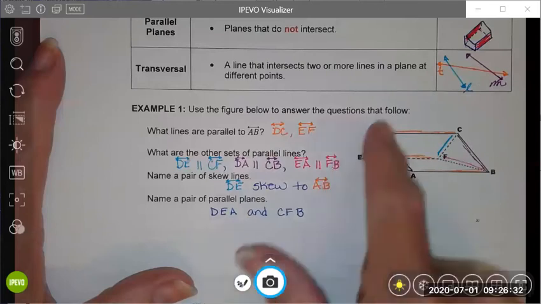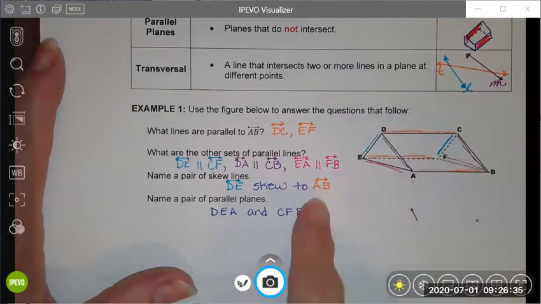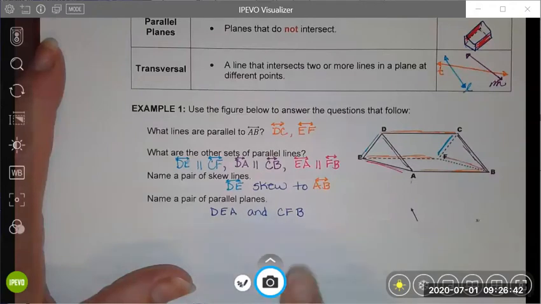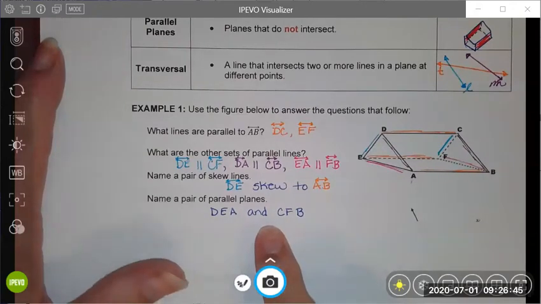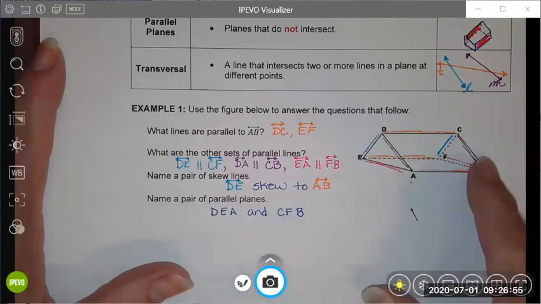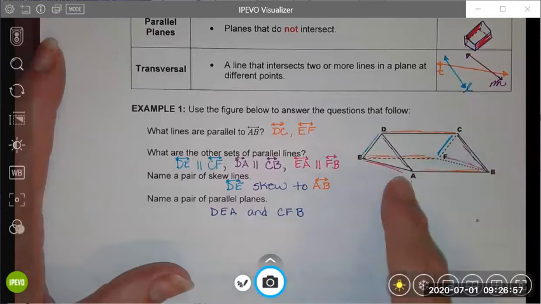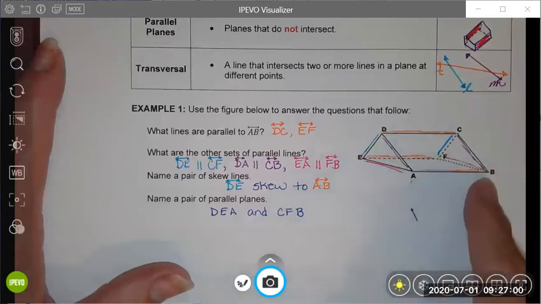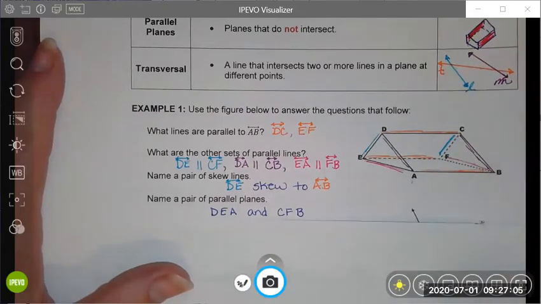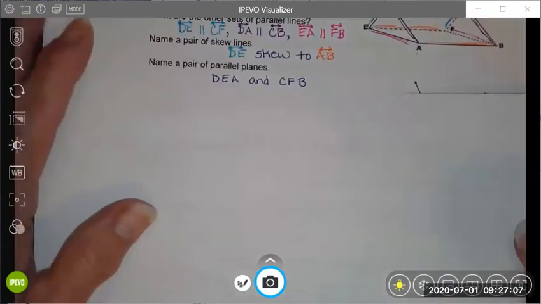For instance, DE is going to go forever up or down, depending on how you want to think about this, but it will never intersect line AB. And then lastly, with any prism, there are always two parallel planes. Those are considered the bases. We cover that in Unit 12. The bases, or the parallel planes in this particular diagram, would be plane DEA and plane CFB. So that's how we can just use our vocabulary to help us identify parts of a figure.